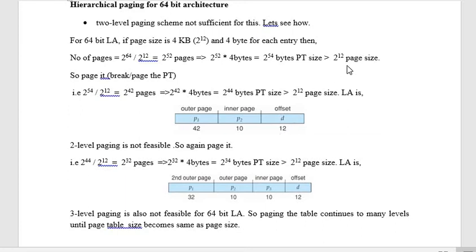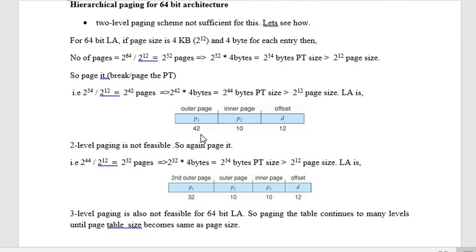Since that was not successful, we divided this into the next level of paging, which would generate 2 to the power of 42 entries. So out of 52, if you use 42 for the outer page table, 10 bits were enough to hold the entries that point to the inner page table. 10 bits were enough. So is this feasible?